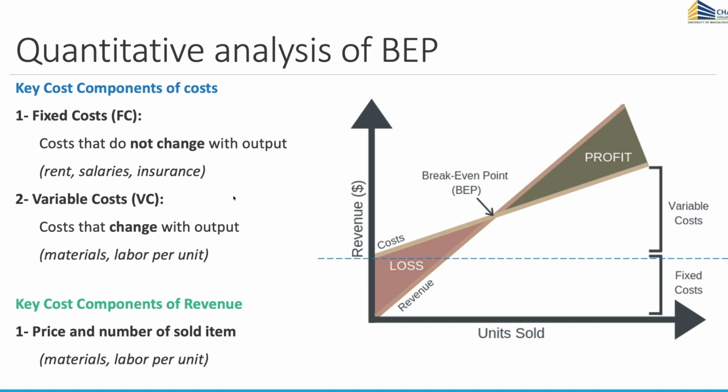When we talk about cost, we know that the cost of producing material and the cost in business includes fixed cost and variable cost. Fixed cost includes all the costs that do not change with the number of items that we are selling. They are fixed, such as rent, salaries of the laborers, insurance. However, variable cost changes with the number of items that we sell, such as the raw material for producing each product, labor per unit.